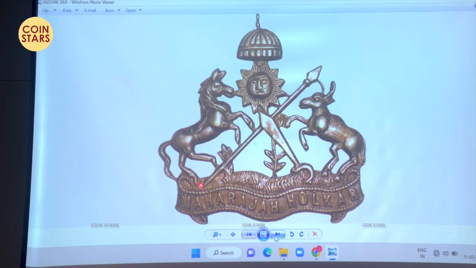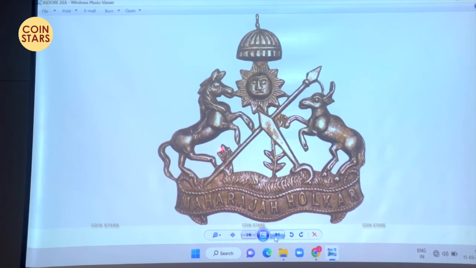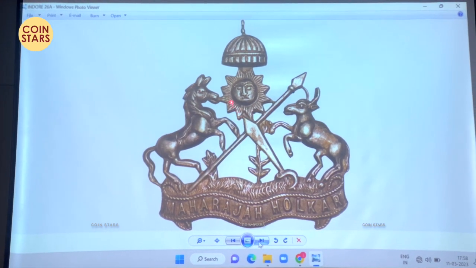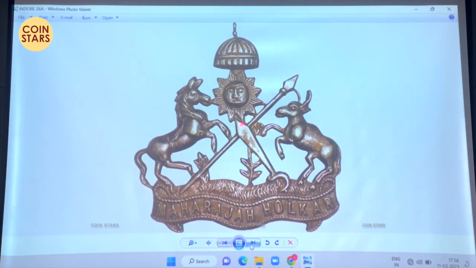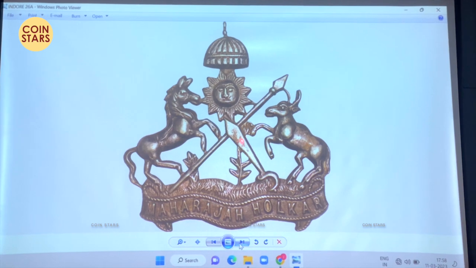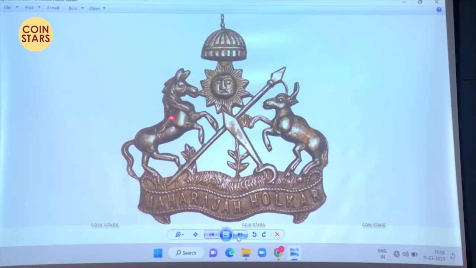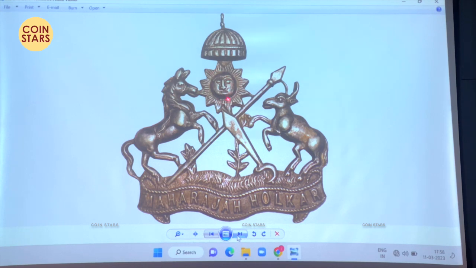Next. This is Maharaja Holkar, Indore. They were Surya Vanshis, so have this Suraj here with an umbrella, bhala and scimitar, horse and cow holding the shield. So this is where you can find out whether it is Surya Vanshi or Chandra Vanshi.